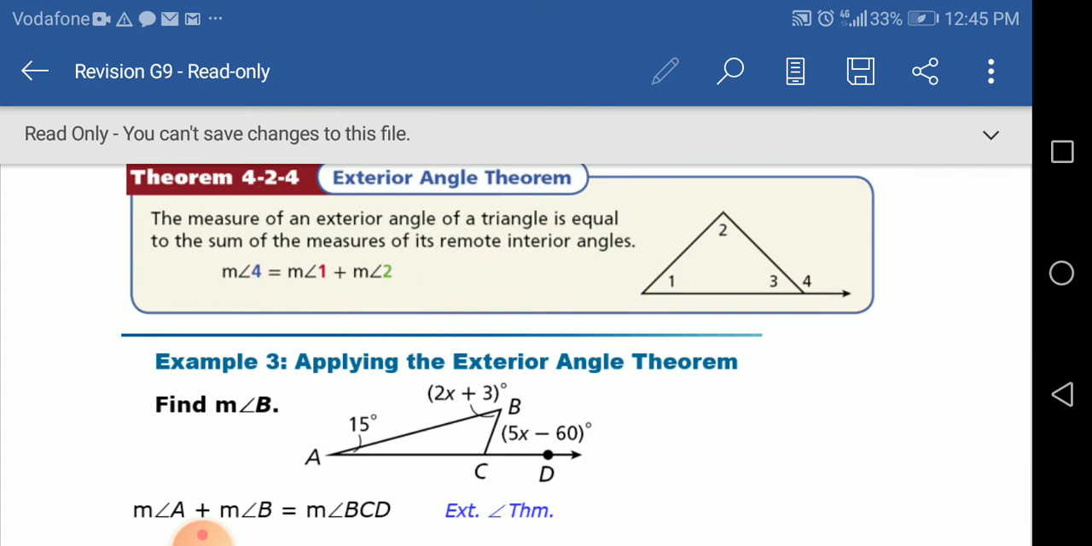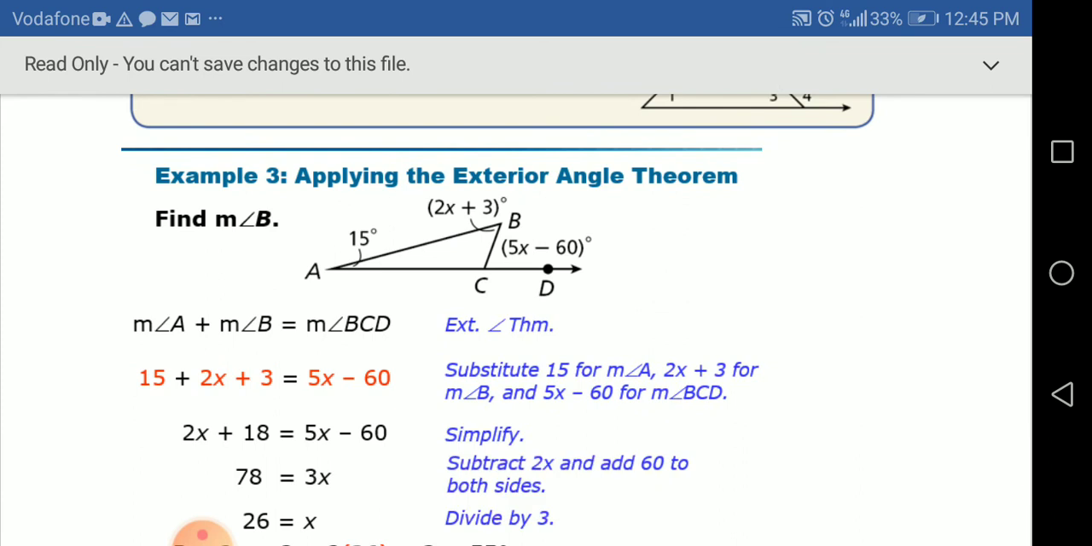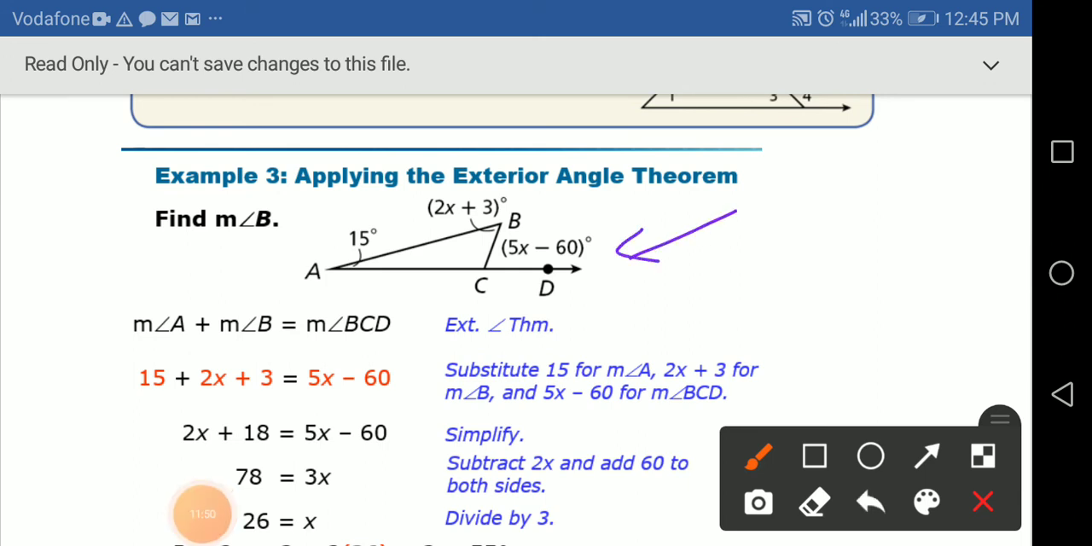Here, for example, applying the exterior angle theorem, the diagram is given and it asks me, very important to know the required, to find the measure of angle B. I know that I have the exterior angle theorem. Let's clear and do it. I have the measure of angle BCD, this angle, can you see this angle? Again, this angle BCD is equal to what?